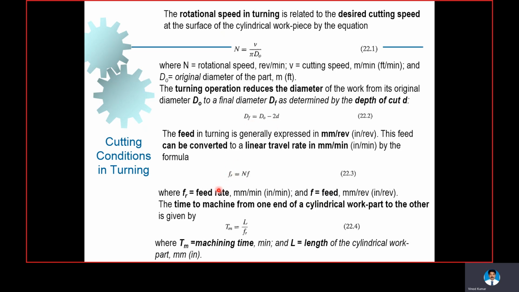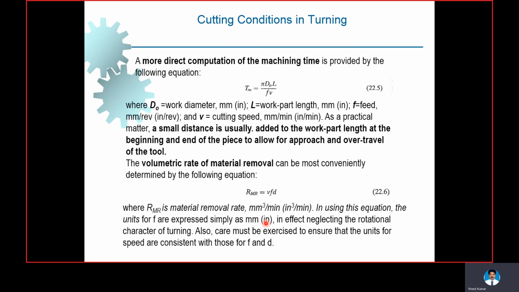The feed in turning is generally expressed in millimeters per revolution, which is f. This feed can be converted into linear travel of the tool by expressing it in millimeters per minute, which is called feed rate. Feed rate is equal to N f, where N is the speed and f is the feed in millimeters per revolution. Time required for cutting is the length of travel divided by feed rate. Using this, we can calculate the time required for machining. So the time for machining can be calculated as pi D0 L over f v. Pi D0 is the outside circumference term with D0 the outside diameter, L is the length, f is the feed, and v is the cutting speed. Using this, we can calculate the time required for machining.